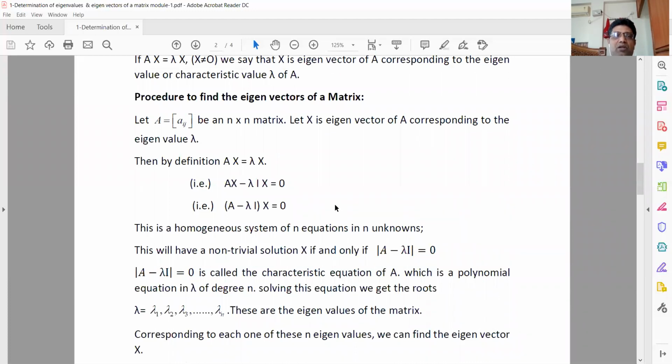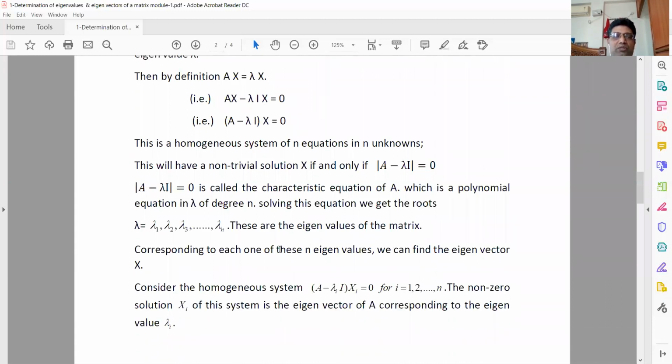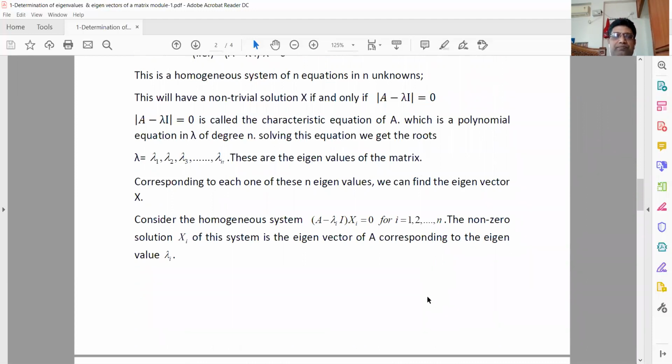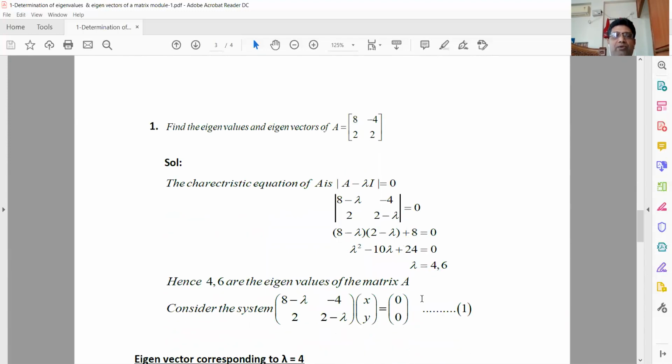It's very simple. First thing is, for the given matrix, you have to calculate the characteristic equation. Solve that characteristic equation, you will get the roots. Then substitute each and every root in the system and you will get the corresponding eigenvector. Now we'll see one problem, how to calculate eigenvalues and eigenvectors.